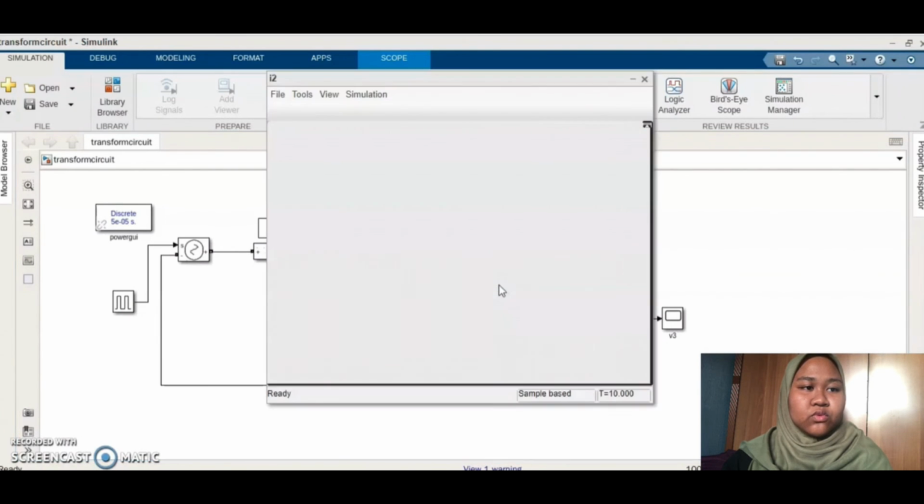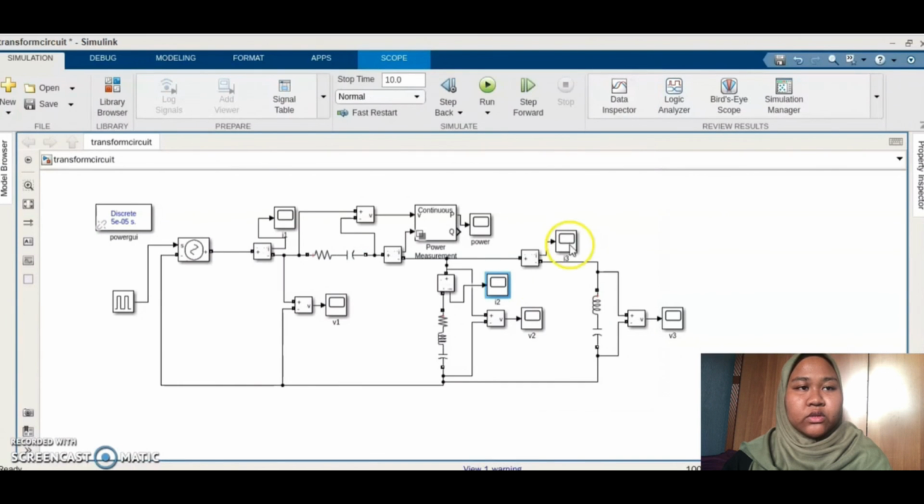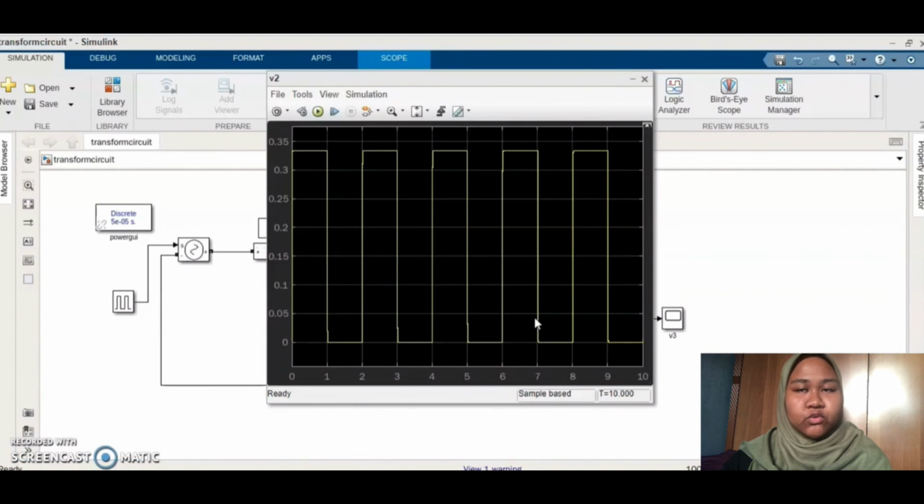Next we look at I2. This is the waveform obtained for I2. The value is also quite different from the manual calculation. Next we look at V2. For V2, the value is quite similar to the manual calculation.